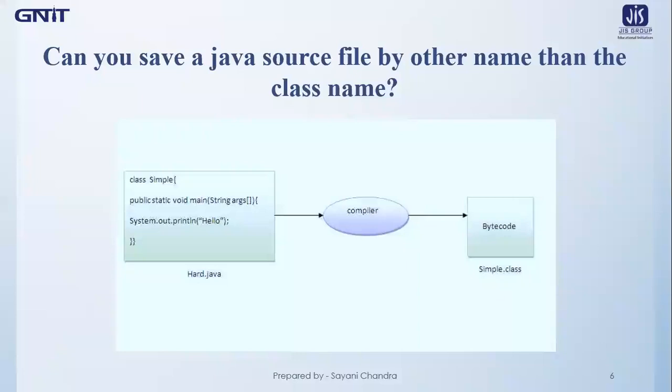This is the question that I was explaining: can you save a Java source file by another name than the class name? Yes, obviously. I told you that it is a better approach to save a Java file using the main class name. In that case, the compilation statement will also have the same file name and the execution statement will also have the same file name. But what happens if you save a Java source file by some other name? Let's see.